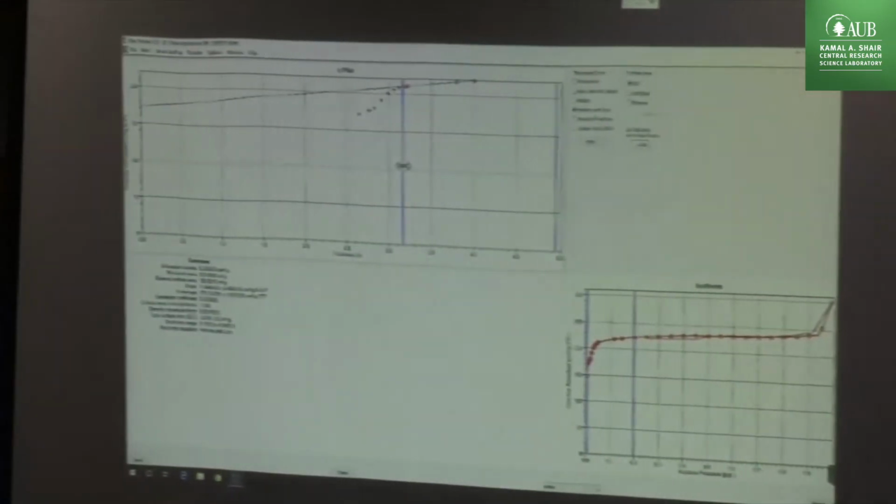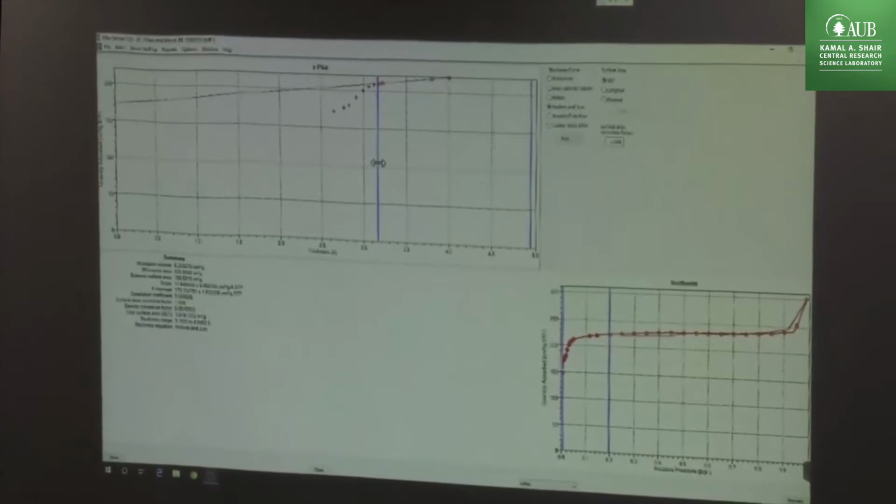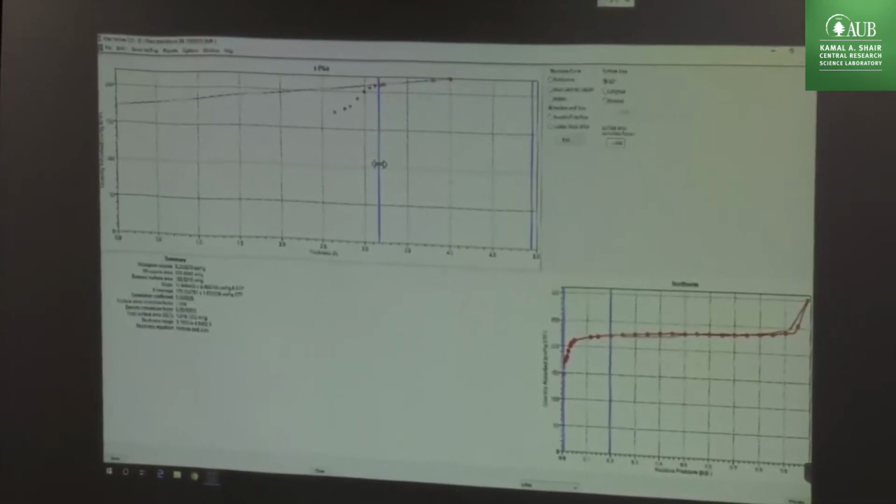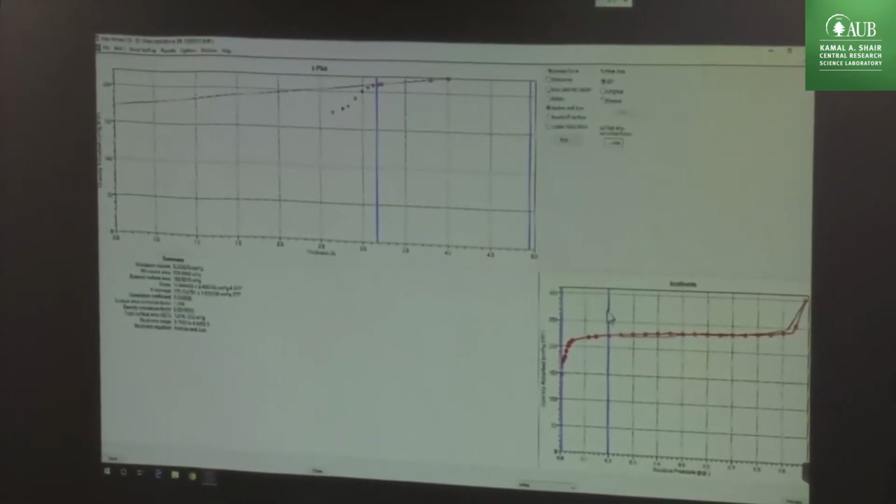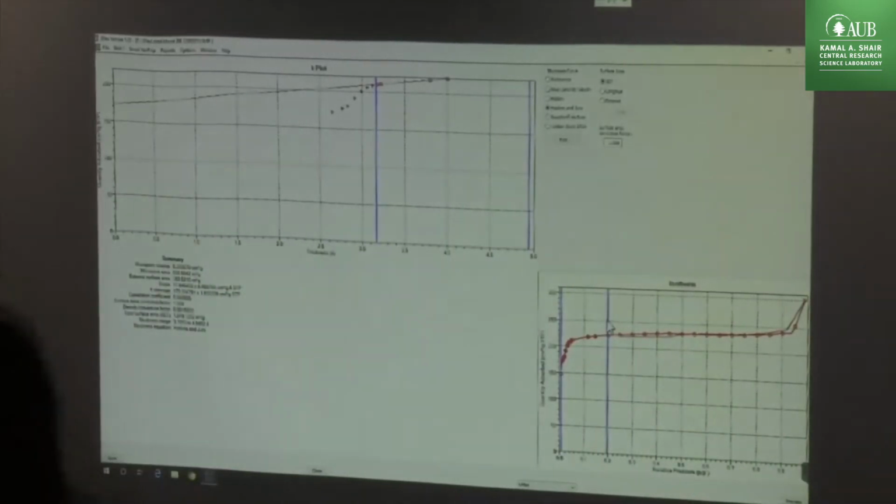Okay, I can go with here, but I'm not going to go lower because it starts going down, okay? So my inflection point is when finished. This is the first layer. And the second layer is just, I can adjust it from here, from the adsorption isotherm.